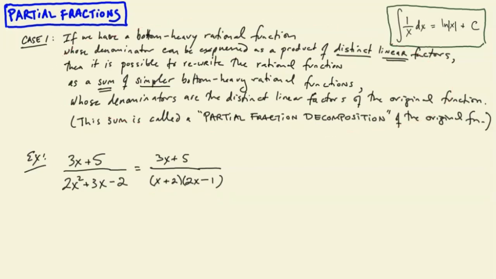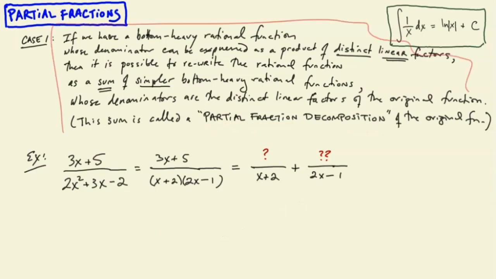So what does this stuff tell us? It tells us that it should be possible to rewrite this rational function as a sum of simpler bottom-heavy rational functions whose denominators are these 2 distinct linear factors. In other words, I should be able to write that this stuff is equal to something over x plus 2, the first factor, plus something else over 2x minus 1, the second linear factor of the denominator. And if we can figure out what these numerators were, we would have a partial fraction decomposition of our original rational function.